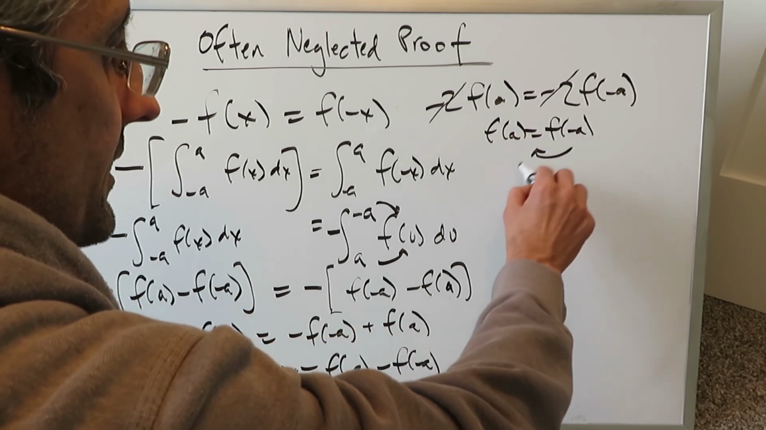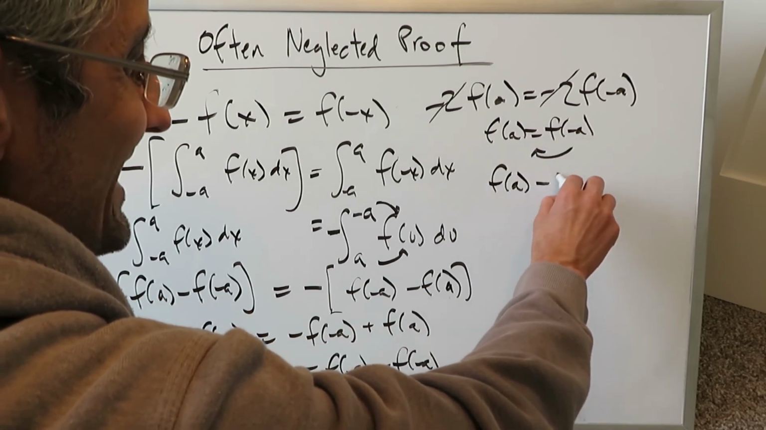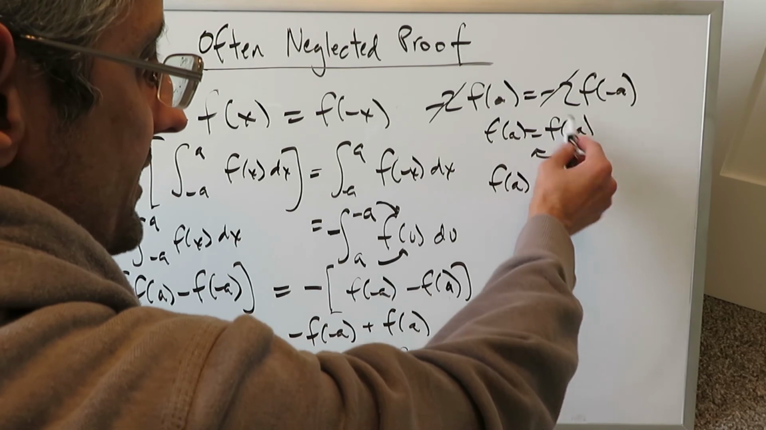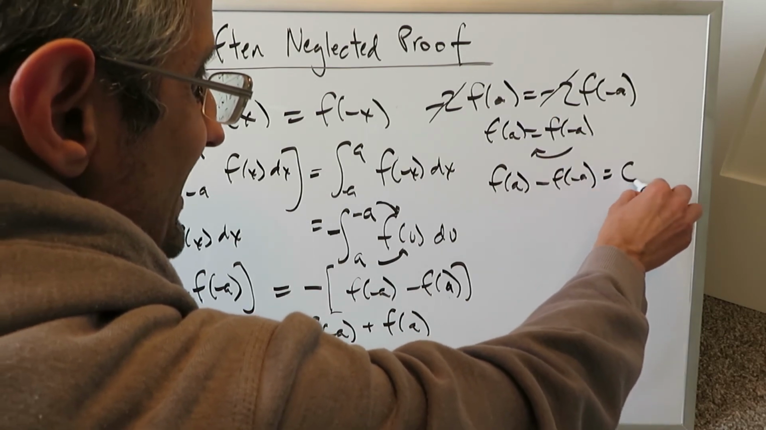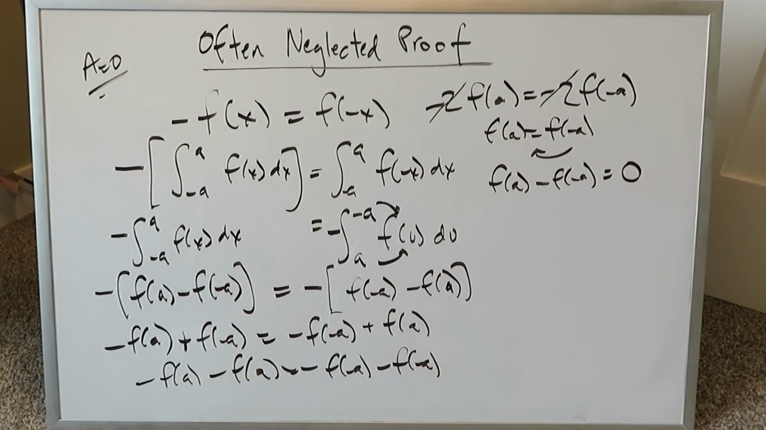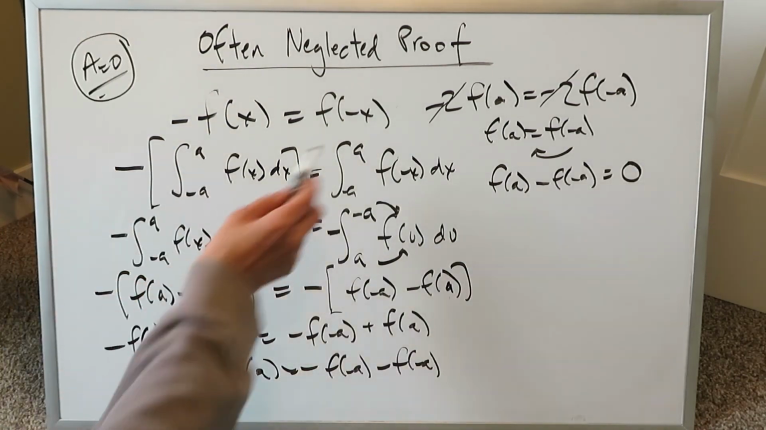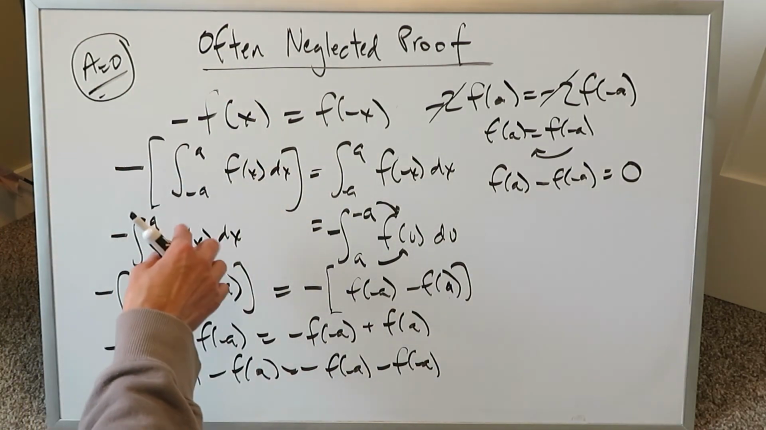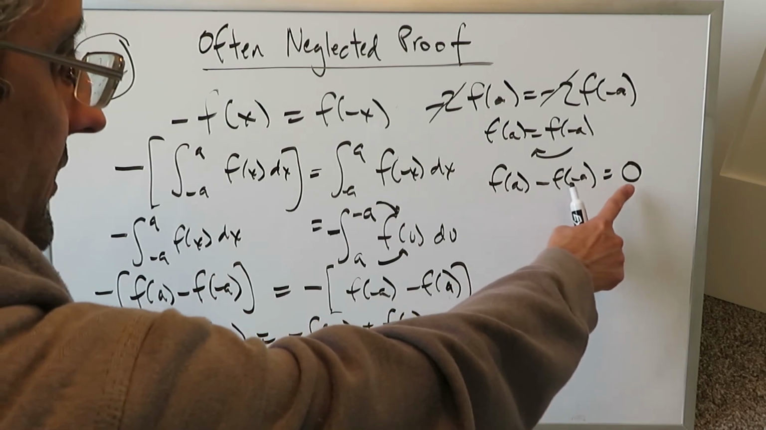Take this onto the other side. You have f of a minus f of minus a. When you take this on the other side, what do you get on the other side? You get a 0, and there it is. That's why the net effect over the interval minus a to a, which I had written previously, for an odd function is always equal to 0.